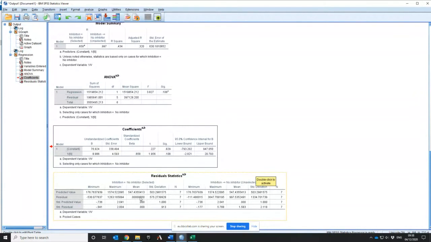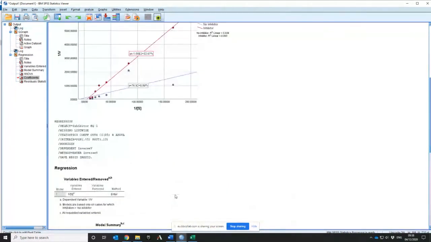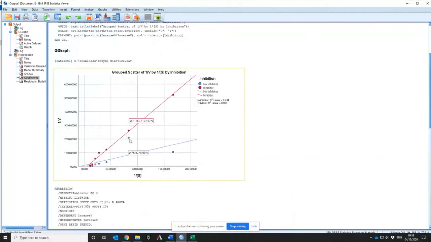That's important. If you look at the residuals for the uninhibited, the mean is 0, which is where it should be. The maximum is 1,263. That's massive. And the minimum is minus 530. And the standard deviation is 575. These are all really big numbers and very, very worrying. And you can see clearly on this plot that this one's a bad number.